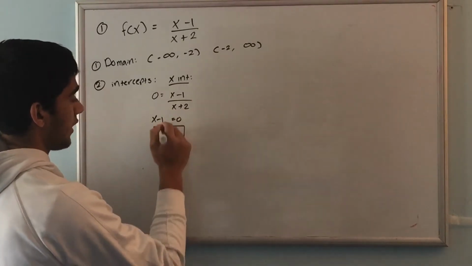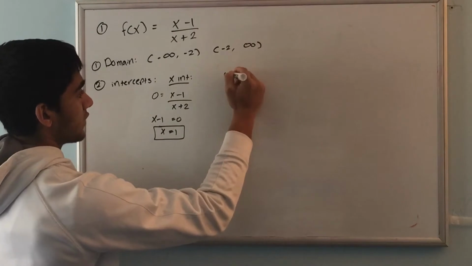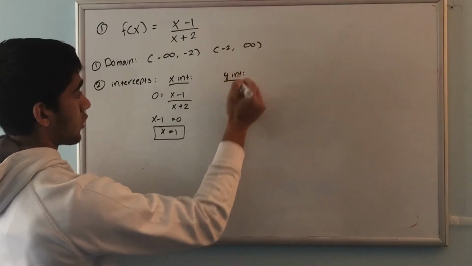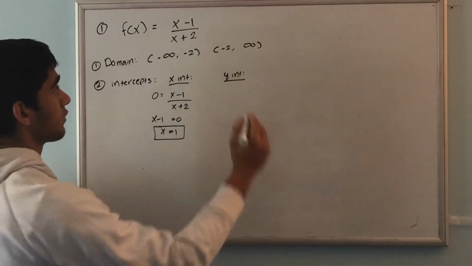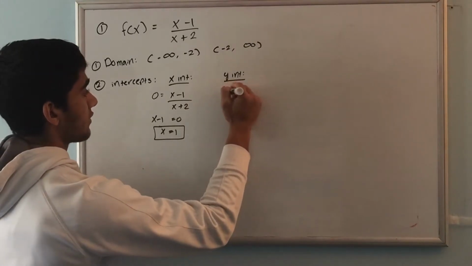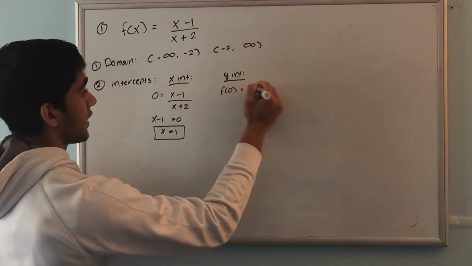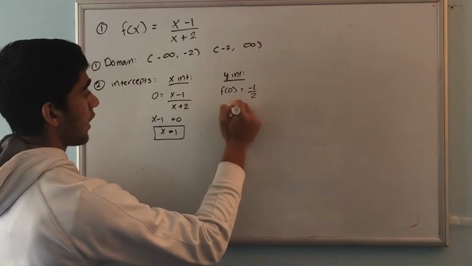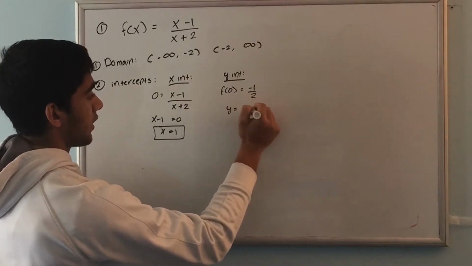That is our x-intercept. Our y-intercept would occur when x is 0. So if x is 0, we get f of 0 equals negative 1 over 2. So our y-intercept is y equals negative 1/2.